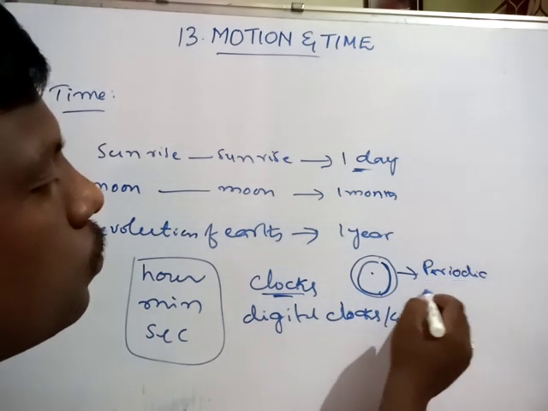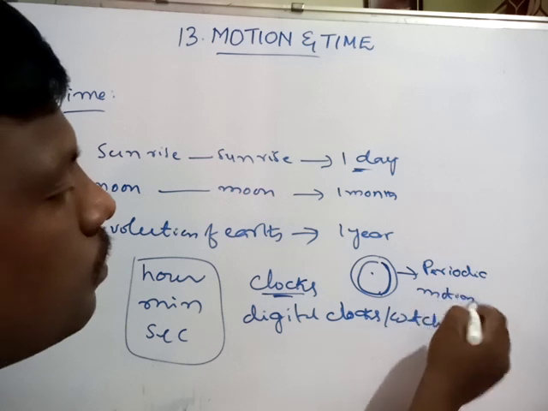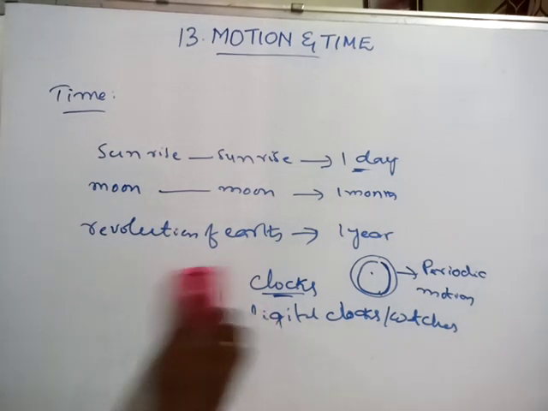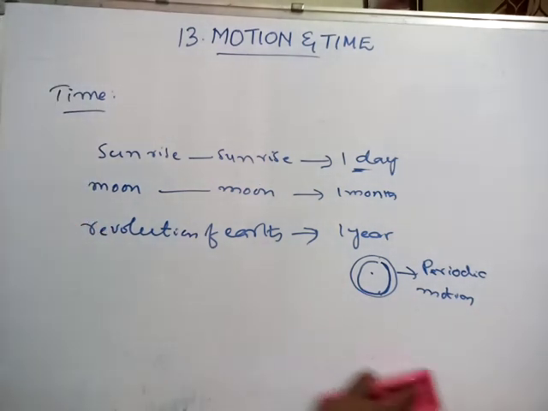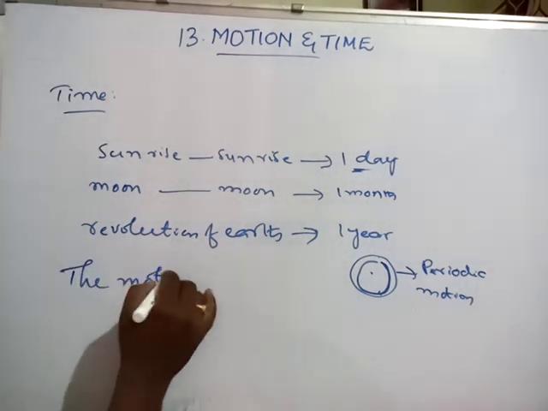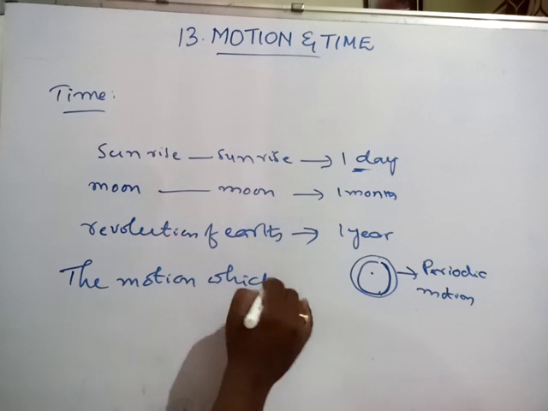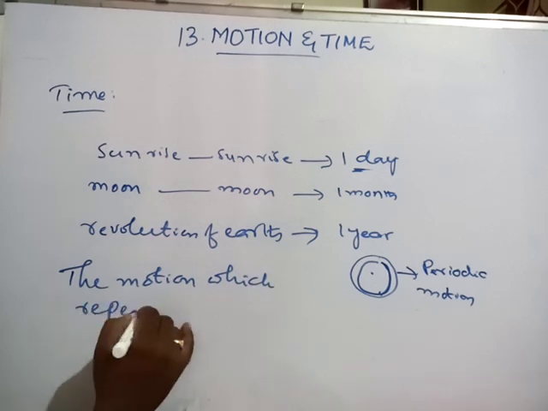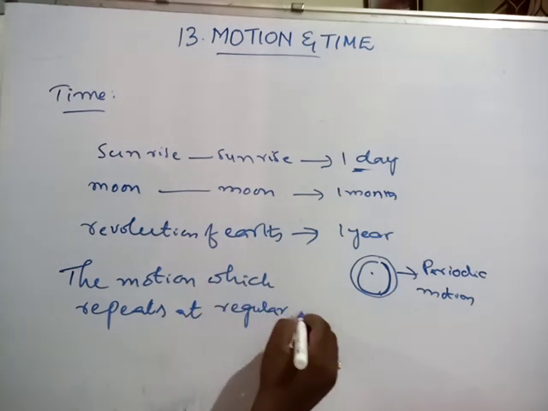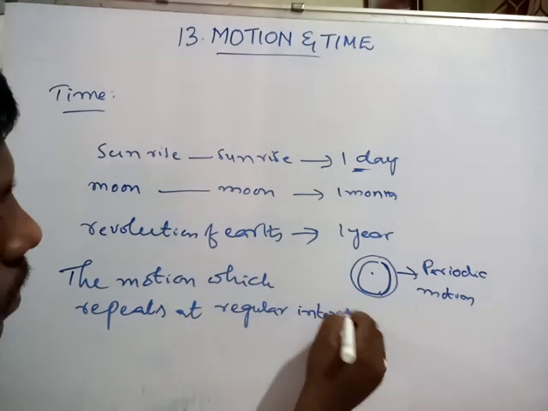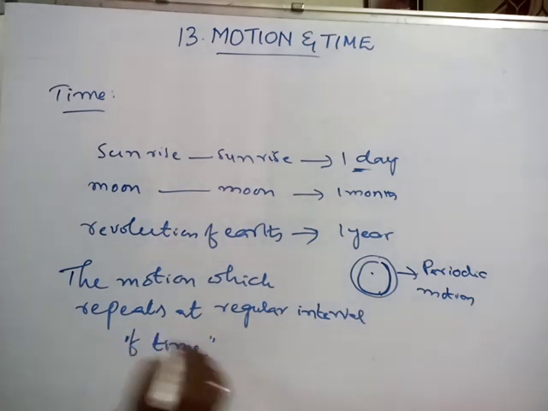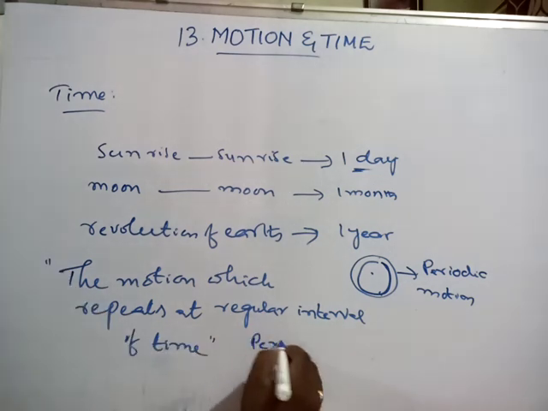So what is periodic motion? Periodic motion means the motion which repeats itself at regular intervals of time. That is what we call periodic motion.